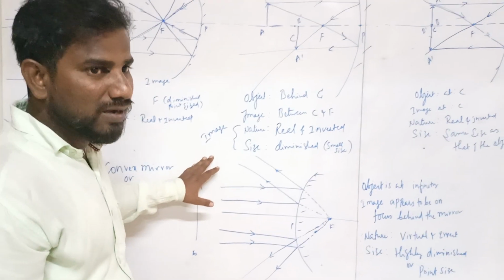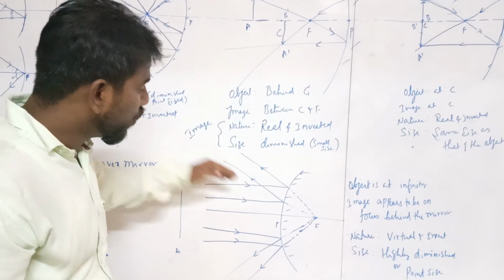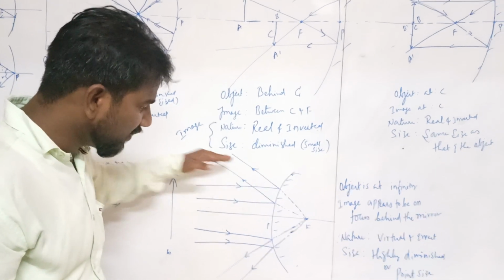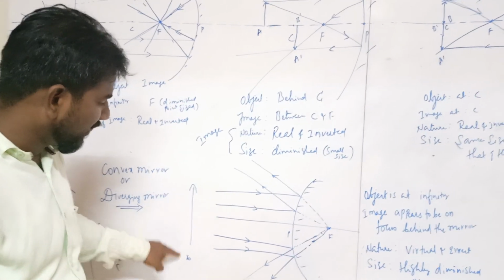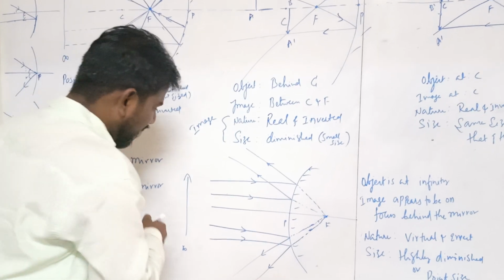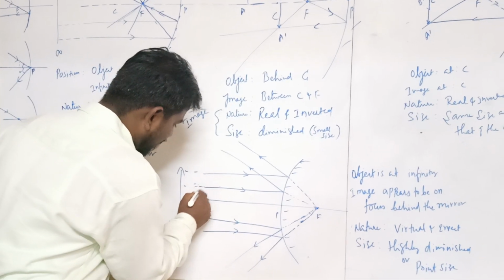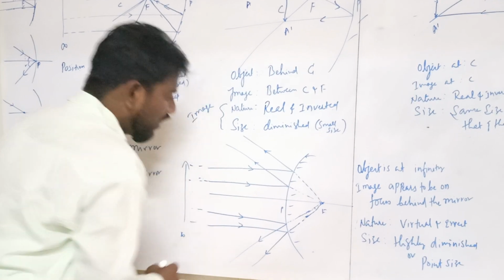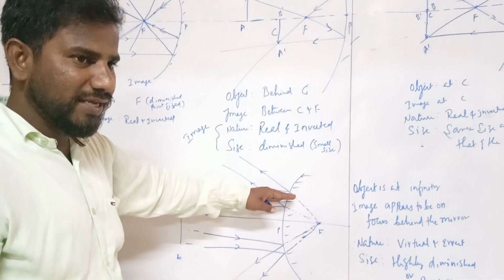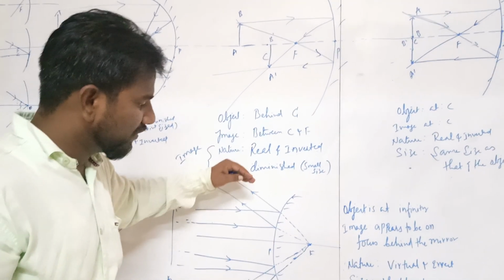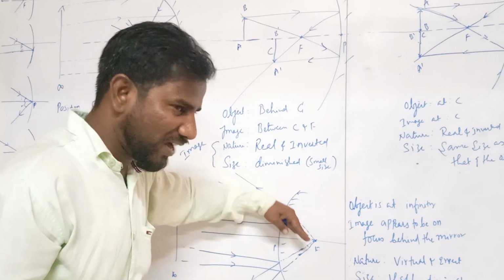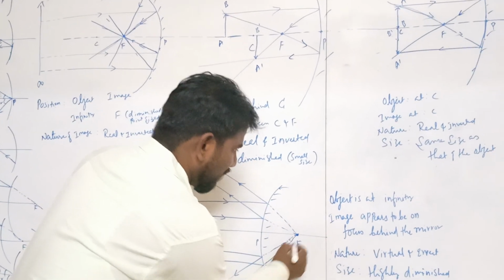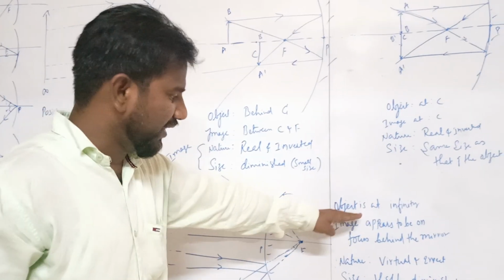Convex mirror. Here this is a diverging mirror. When the object is kept at infinity, when the rays are parallel, after reflection, these are diverging. When we extend it backwards, it meets at F. So here the object is at infinity.